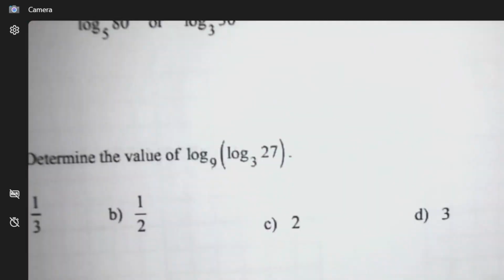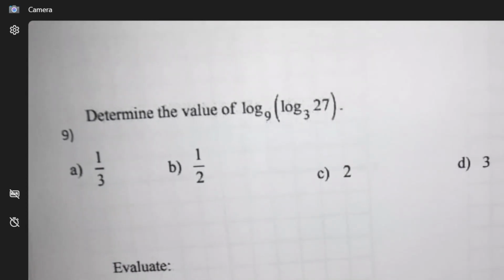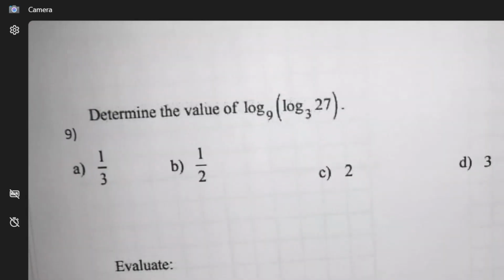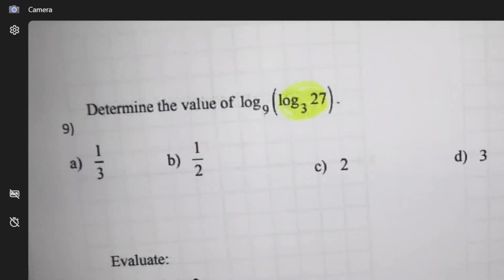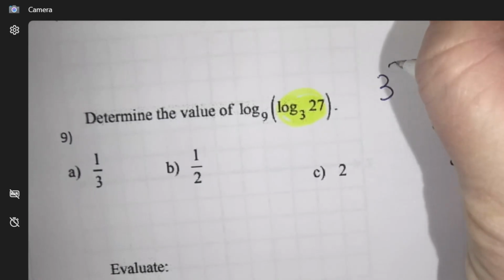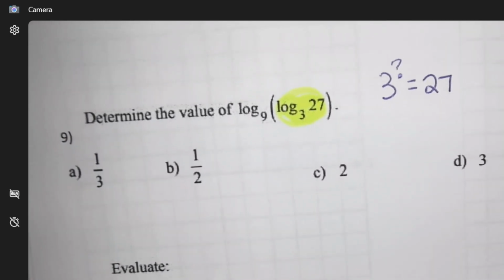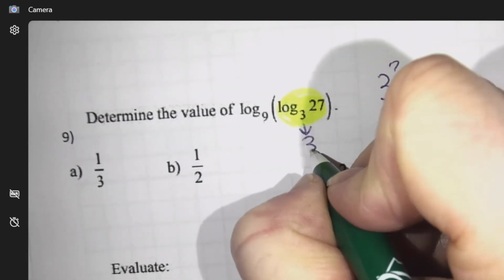All right, flip. We're going to do number 9. Okay, determine the value of log 9, log 3, 27. Okay, so this looks complicated, so we just have to break it down. We have to do that part first. So can you think of the exponent number that makes that happen? So if there was a base 3, what kind of exponent would make that happen? 3. Okay, so this is 3.